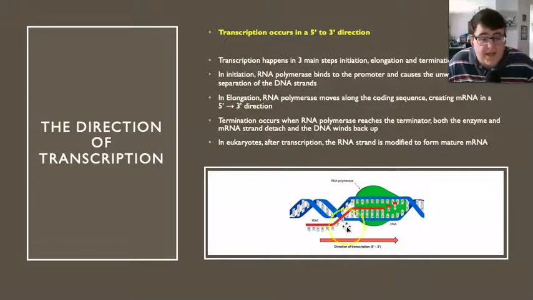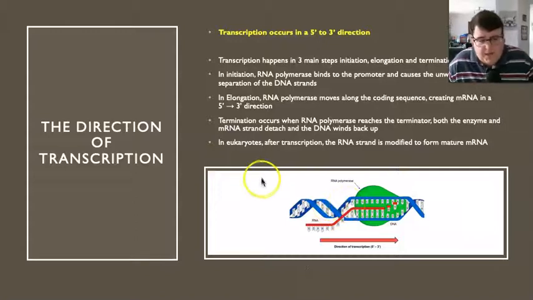We then get elongation take place, where RNA polymerase comes along and binds. It starts to move along the coding sequence, as we can sort of see in this picture, creating mRNA in a 5' to 3' direction. Once it reaches that termination point of the gene, RNA polymerase will disconnect, as well as the mRNA strand will disconnect, and the DNA will start to wind back up.